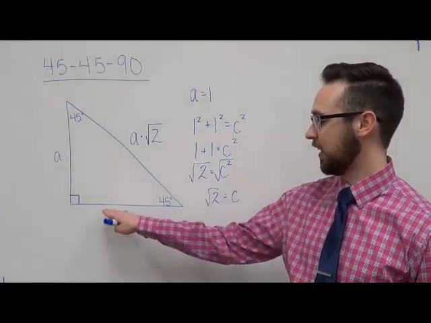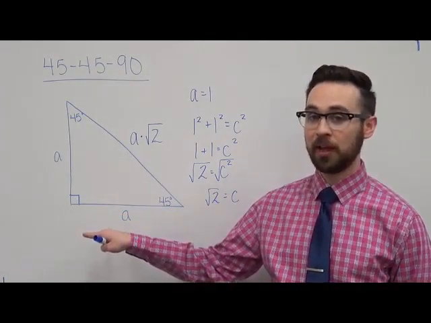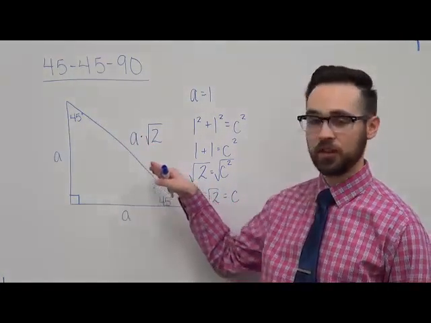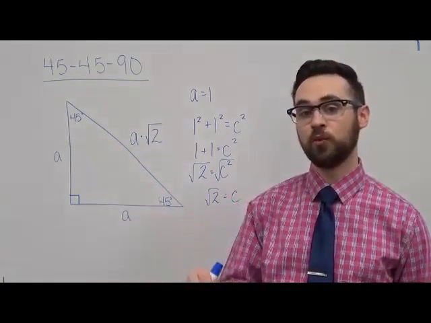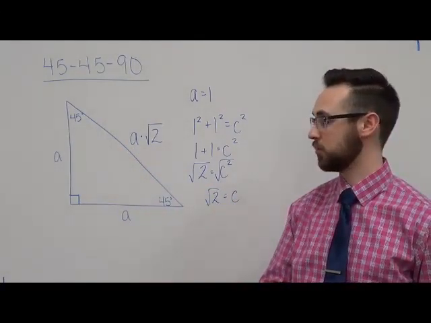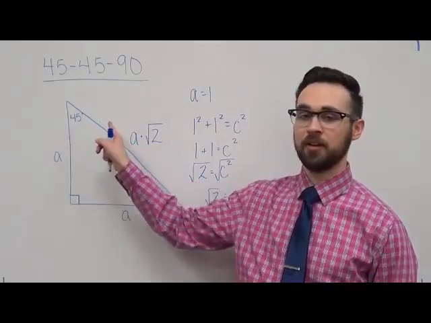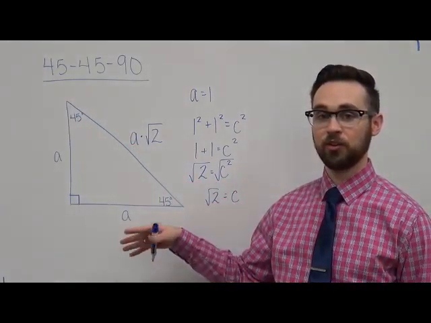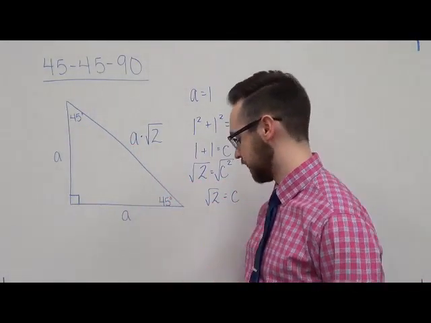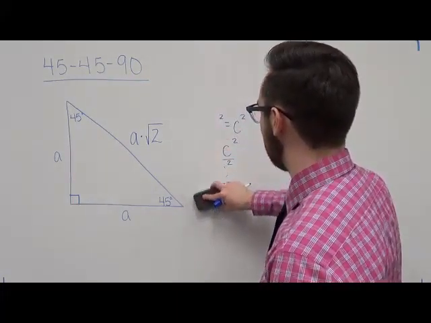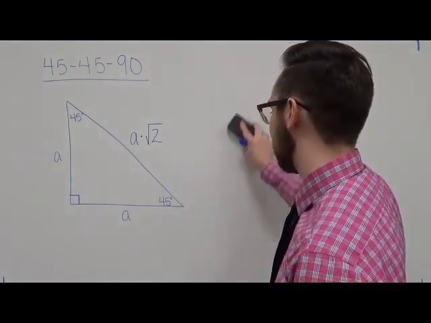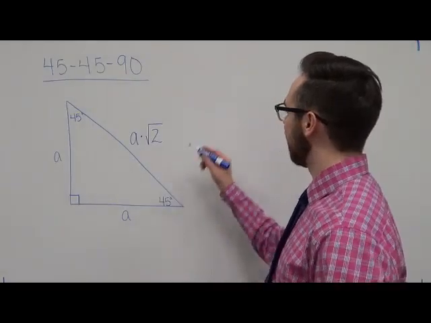So whatever the leg is, you take it, multiply it by the square root of 2, and that gives you the length of the hypotenuse, only for 45, 45, 90 triangles. Now if they give you the hypotenuse and you're going backwards for the leg, you simply divide by the square root of 2. You don't have to worry about knowing that little piece of it. That was just so I could prove to you that it works.